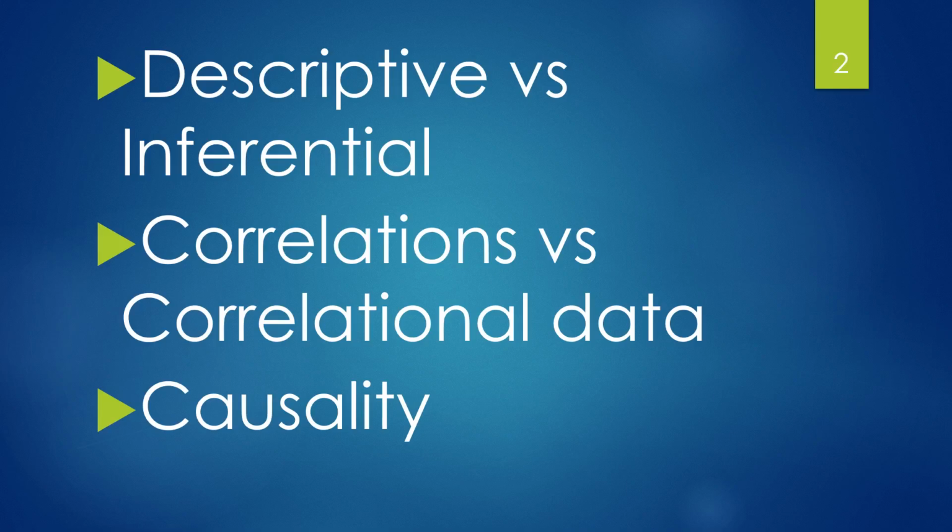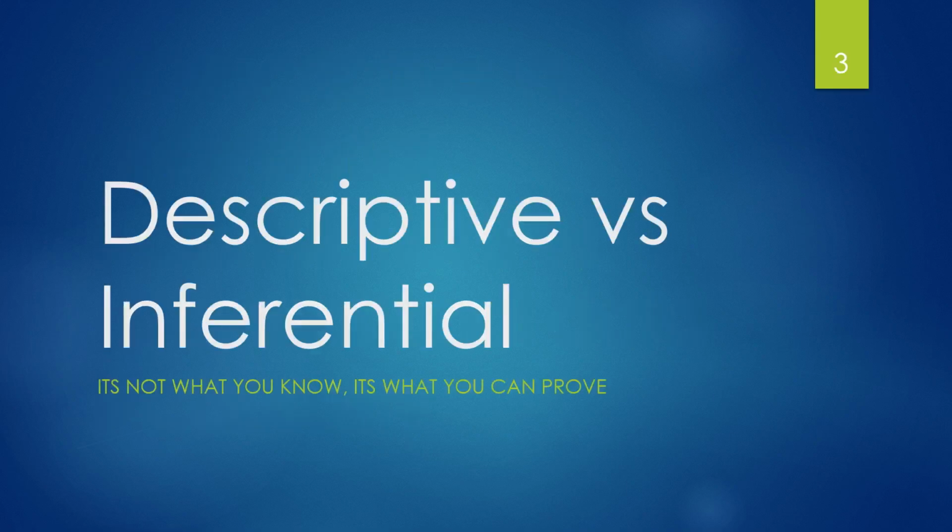It's kind of like when you go into court and you say, oh, well, this person was in a building and a crime was committed in that building at the same time. Does that mean that they committed the crime? Maybe. How we know those two things are related or not related, that's what that correlations versus correlational data section is about. Lastly, we'll look at causality. How can we be sure that one thing causes another? Spoiler alert, we really can't, but there are some things we can do to be more sure. Anyway, let's get started with the first section, descriptive versus inferential research.